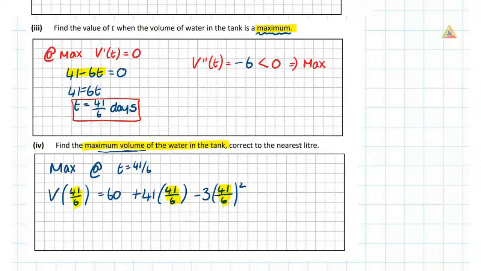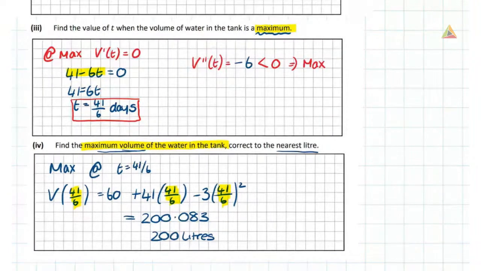And you're subbing that straight into the calculator. We should be getting 200.083, and they're asking you to the nearest litre, so that's going to be 200, and our units are litres to get our full marks. Okay.